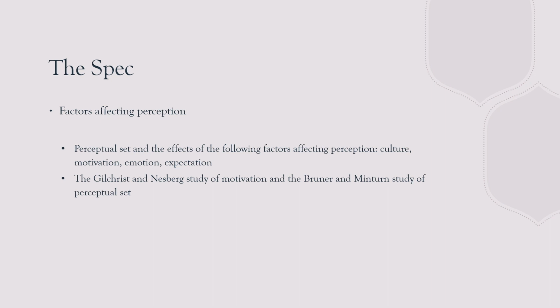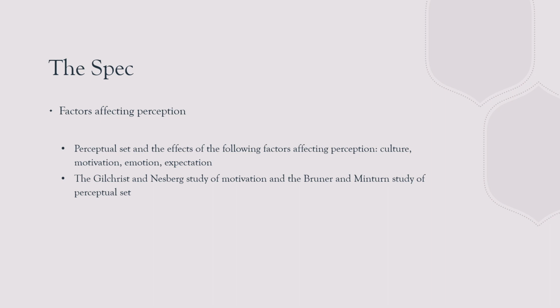So this final part of the specification is looking at what other things are impacting our ability to perceive the world around us. As you can see there, what you'll need to know is what a perceptual set is and the effects of things such as culture, motivation, emotion, and expectation. The way to look at this is pretty much a study for each of those things. It helps you to understand what research has taken place and what some of the conclusions are, and maybe some contradictory research or supporting research in some of the cases.